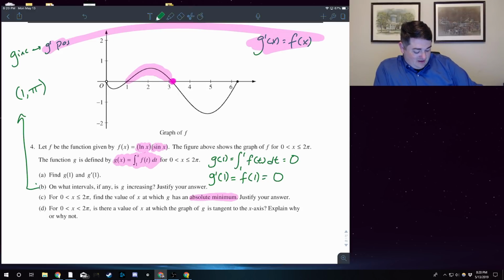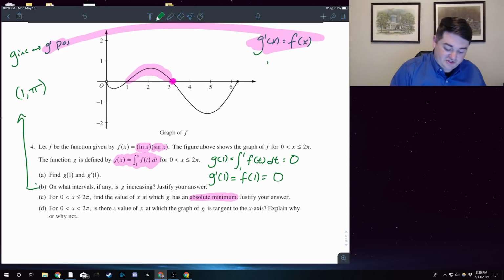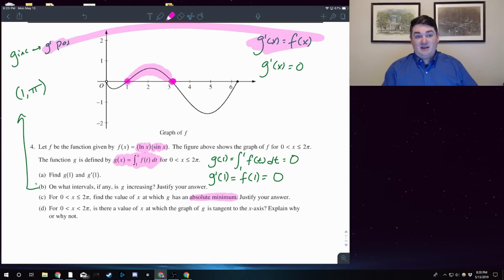So, okay, where is g prime? I need to find my critical values. Where is g prime equal to 0? Okay, I'm seeing that happening at 1, at pi, and at my endpoints. Of those two critical points, which one is a minimum?